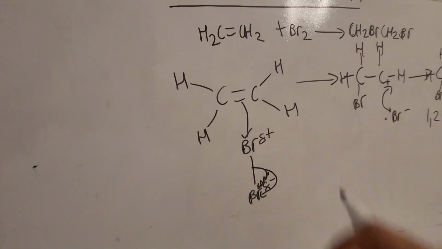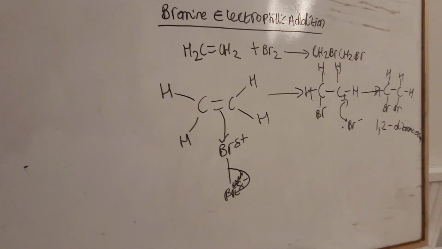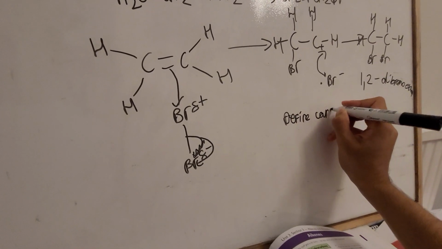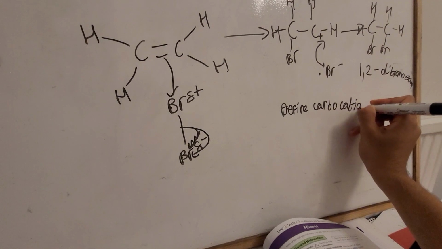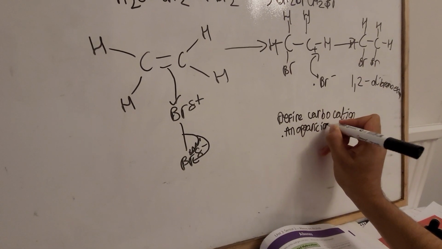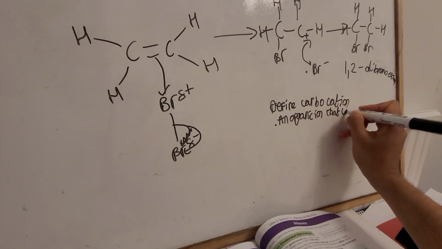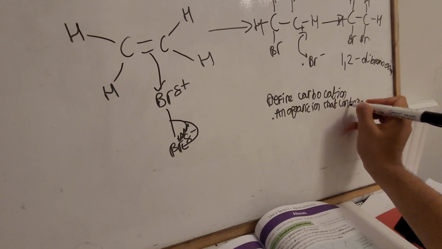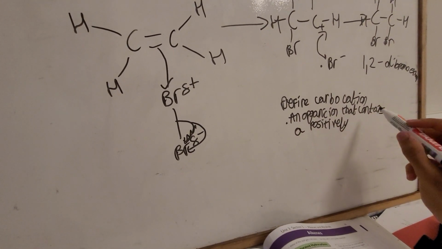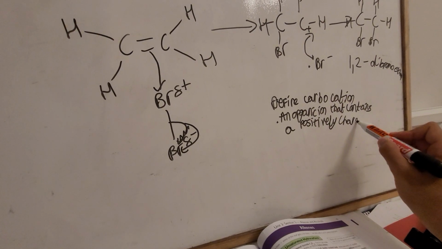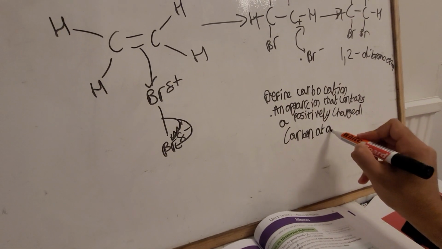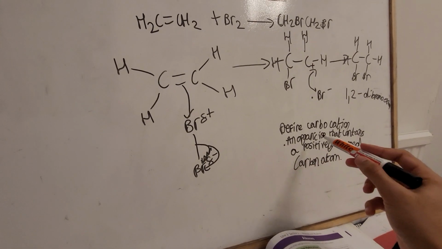And so the last and final thing for this video is a carbocation. It can quite easily pop up in the exam. Define carbocation: an organic ion that contains a positively charged carbon atom. And that's really it for this video. Definition of carbocation and the full mechanism.